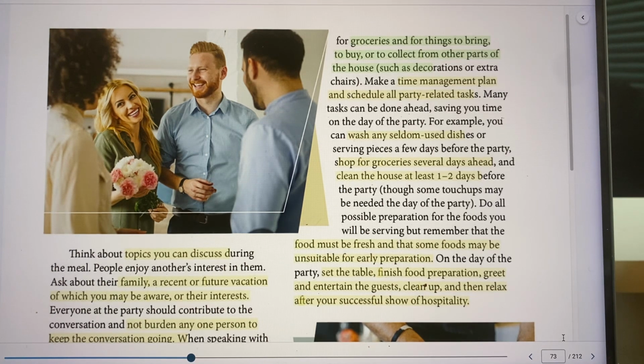If it's Christmas, are you going to go to the Christmas tree and all sit around the Christmas tree? How are you going to move things around? And what are you going to be doing with the food in the meantime? For example, you can wash any seldom-used dishes or serving plates a few days before the party, shop for groceries before the party, and clean the house at least one to two hours before the party. So you have everything ready.